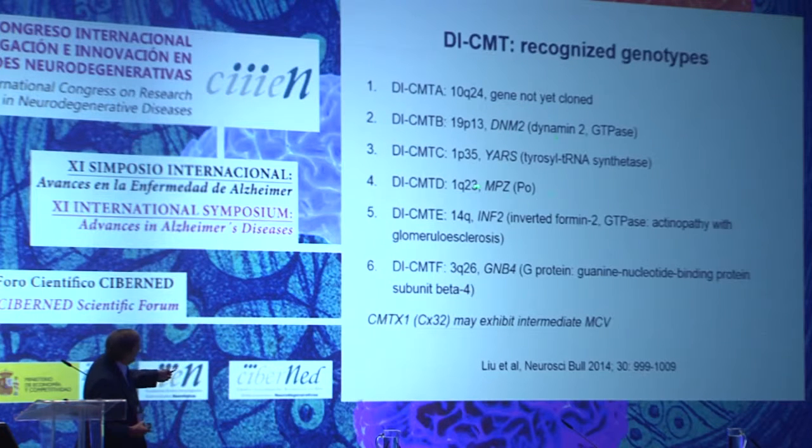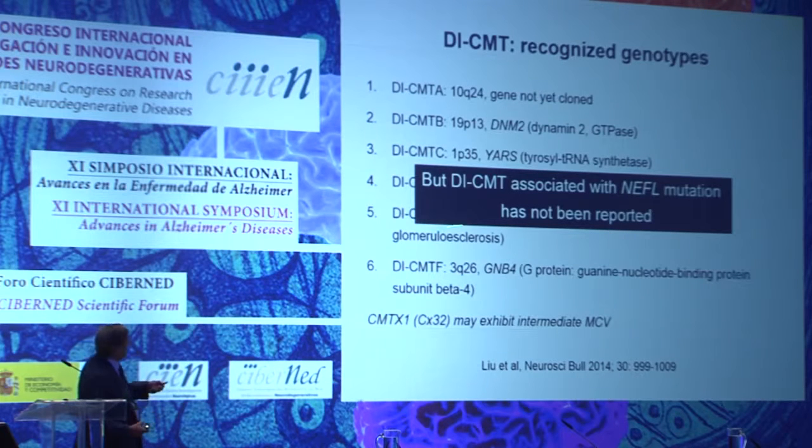D in the MPZ gene. E in inverted formin 2, producing an actinopathy with glomerulosclerosis. This is a very, very selective disease, a very attractive disease. And finally, mutation in GNB4, which is a G protein, causes the phenotype F. But you see, until now, no dominant intermediate CMT associated with NEFL mutation has been reported.